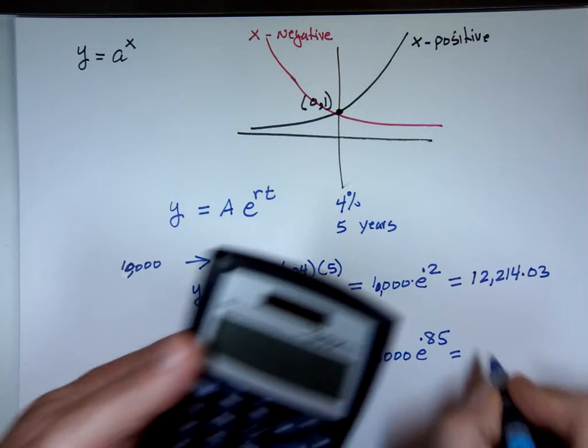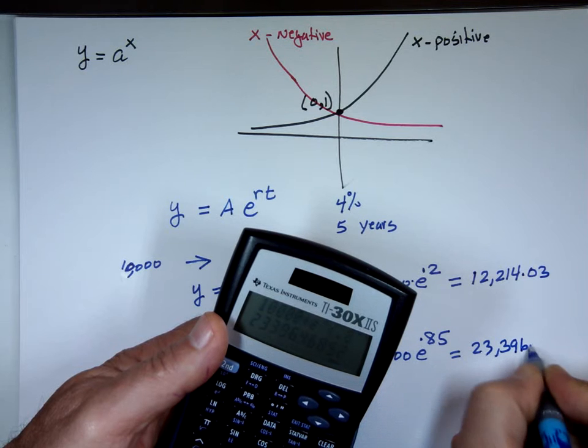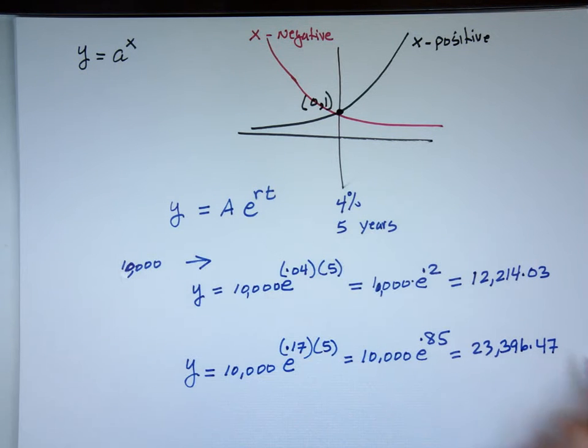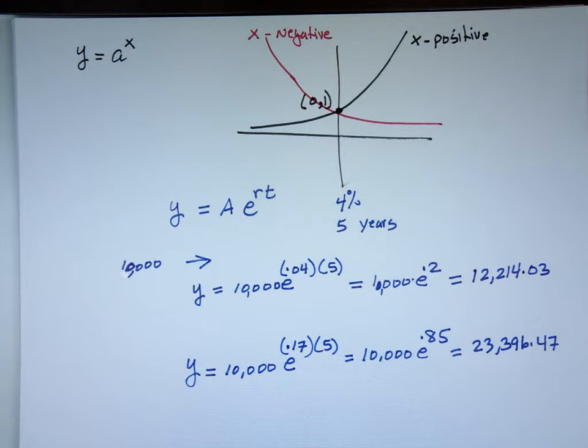I need to pay him $23,396.47 by taking Paul's money and giving it to me. I got to give him that much money. From that much, they give 12,000 to Paul, and the bank will keep 11,000 some change.